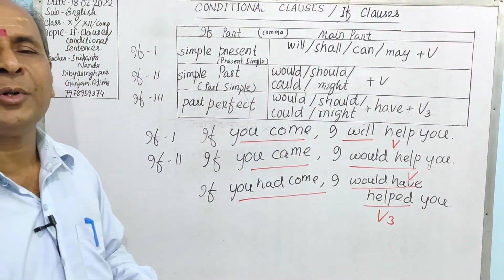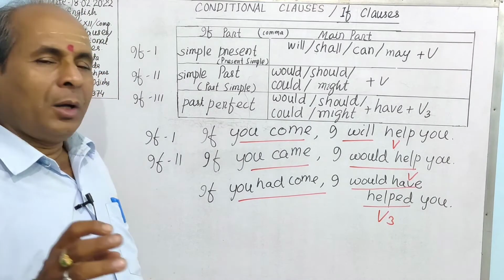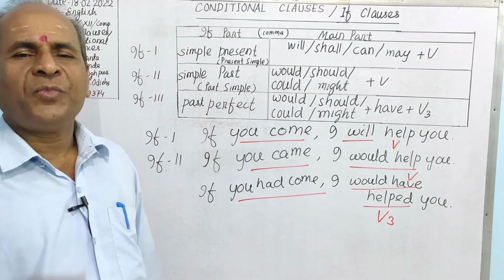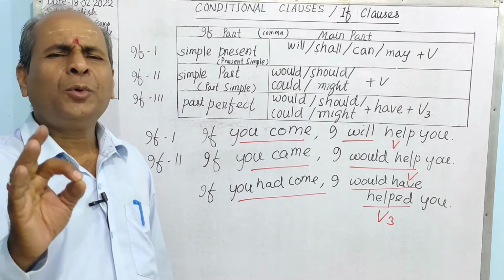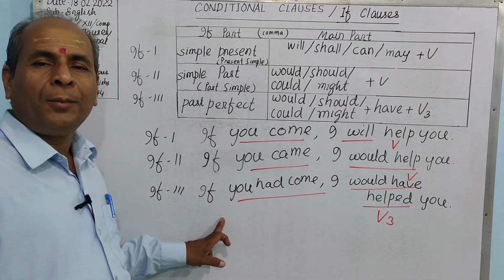So this type of structures are used in different types of if sentences: if 1, if 2 and if 3. If 1, 50-50 chance. If 2, imaginary. And if 3 is unfulfilled. So this is the example of if 3.